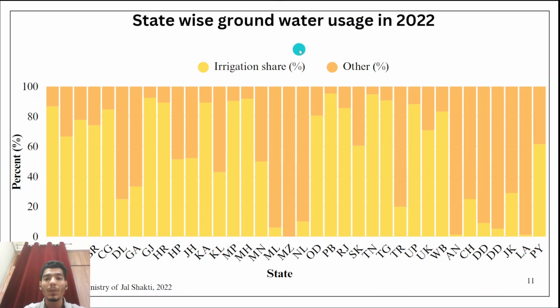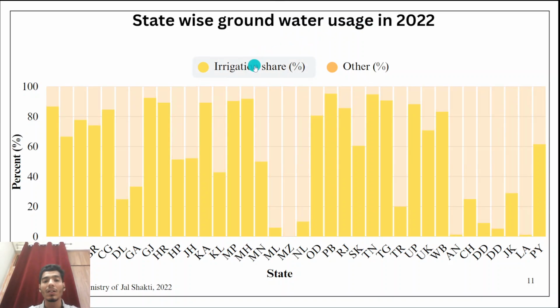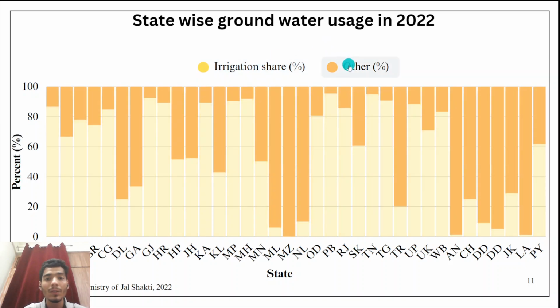Now if I put my arrow on irrigation share here, all those lines which tell us how much percentage of groundwater is used for irrigation will get highlighted. And if I put my arrow on other, all the lines which show how much percentage of water is used for other purposes will get highlighted here.